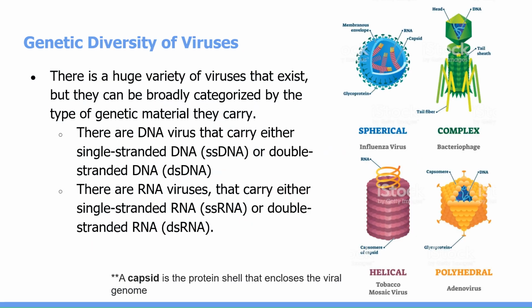There's a huge variety of viruses that exist. So we can see that over here. They're spherical, complex, helical, polyhedral. Some have the capsid, you know, envelope. They have the glycoproteins here. Many different varieties. There's a tail sheath, a tail fiber, capsomere of the capsid, but they are broadly categorized by the type of genetic material they carry.